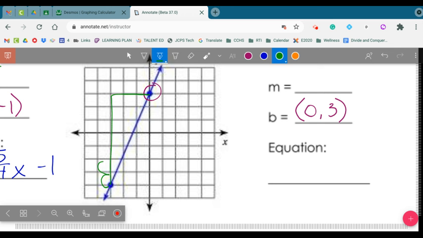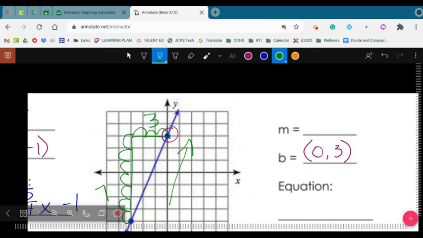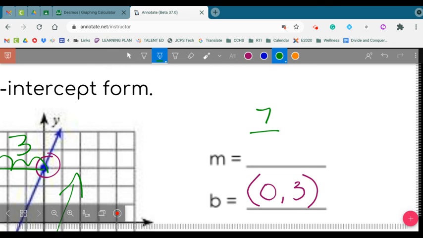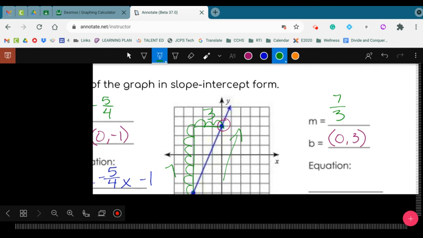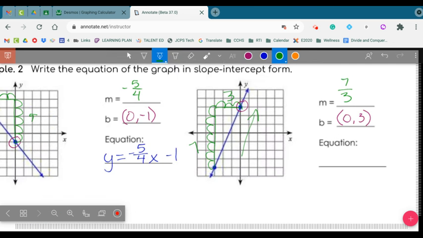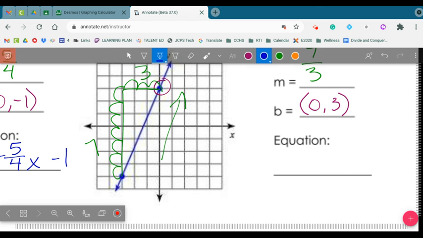We're rising 1, 2, 3, 4, 5, 6, 7. And we're running 1, 2, 3. This is a positive slope because the line is going up. So our rise is 7, our run is 3. So putting that into our equation, we're going to have y equals 7/3 x plus 3.